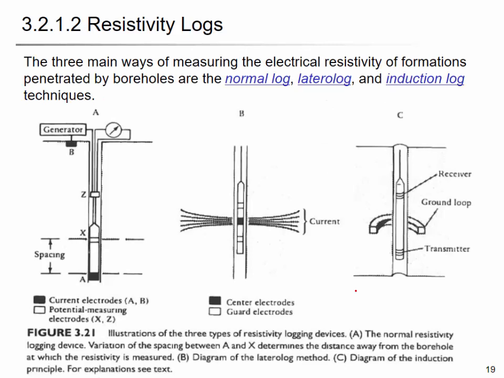So the three main ways of measuring the electrical resistivity of a formation are the normal log, lateral log, and induction log. And it looks like this. And I think this A is the most common way to measure the electrical resistivity, the normal log.